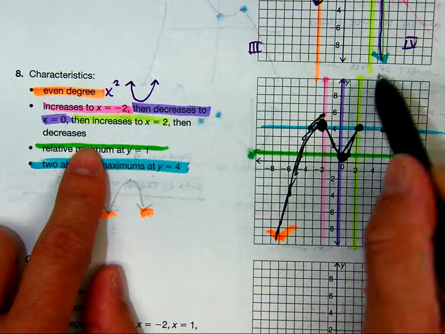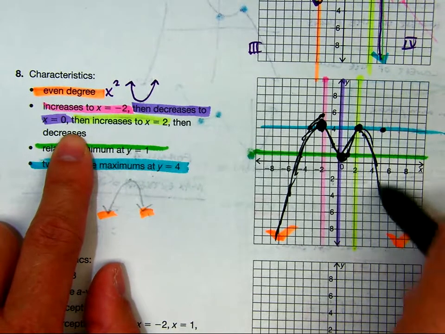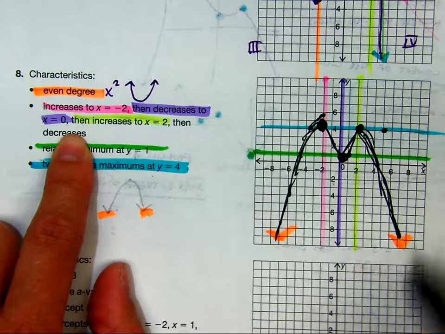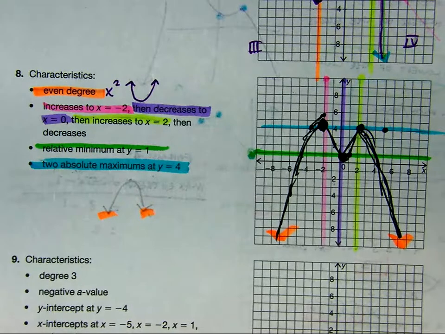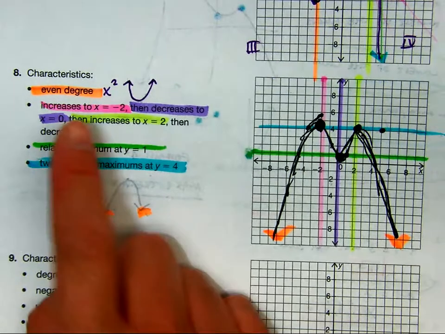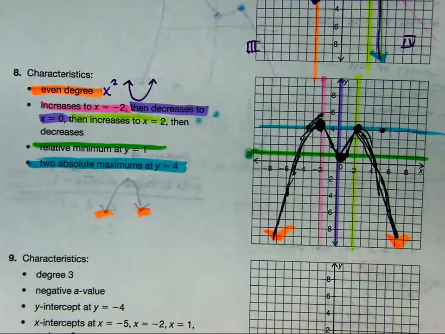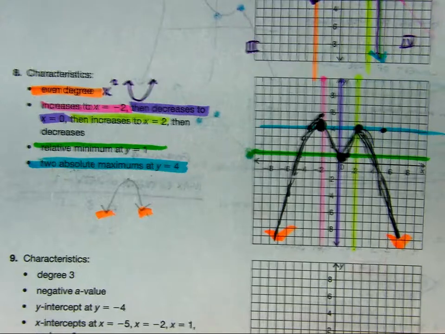And then it says it decreases. So something like that. Kind of looks like a tarantula, huh? So use your characteristics, mark it on your graph, and then try to sketch it out. I was a little bit more confident, but if you're not as confident, use a pencil so you can erase.